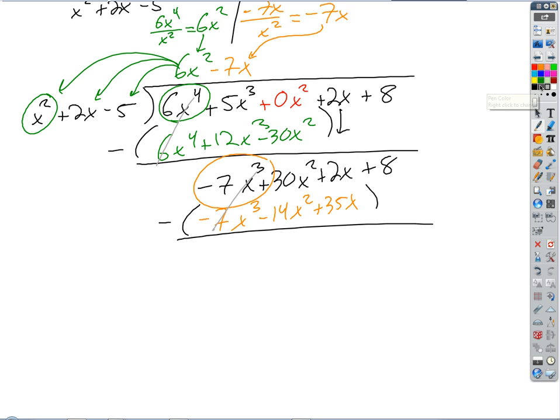Okay, so what about this one? I've got x squareds in this column. Let's look at the number. What's 30 minus negative 14? Positive 42. Positive 44, right? Are you kidding me?